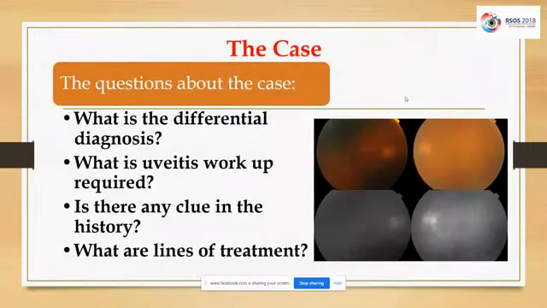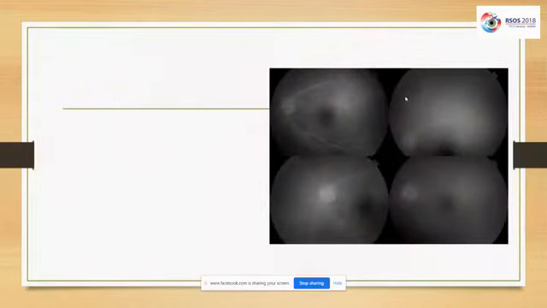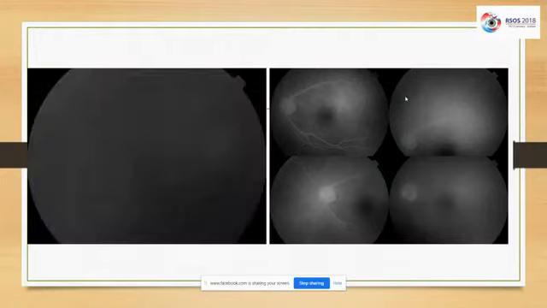So the differential diagnosis and the uveitis workup, again, is there any clue in the diagnosis, and what are the lines of treatment? The patient had fluorescein angiography, and you can see the dense media opacity in the right eye with no clear view, and there is optic disc hyperfluorescence in the left eye with areas of serous macular detachment and serous detachment in the periphery of the retina.